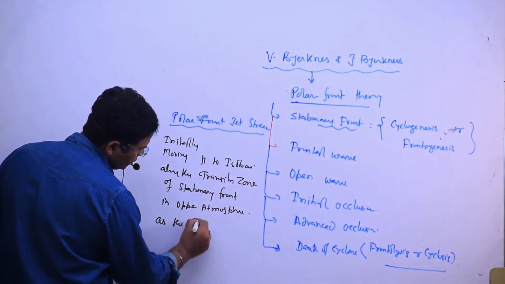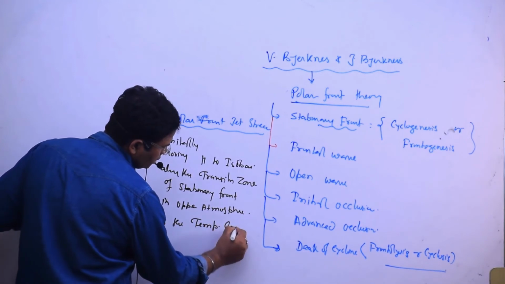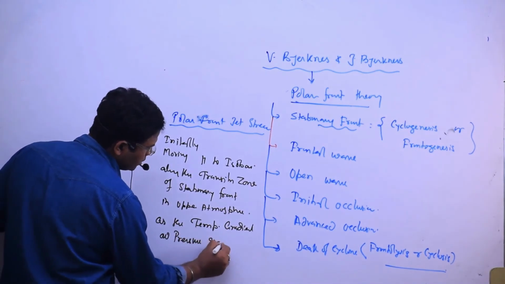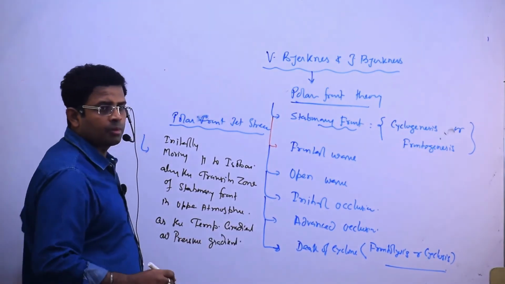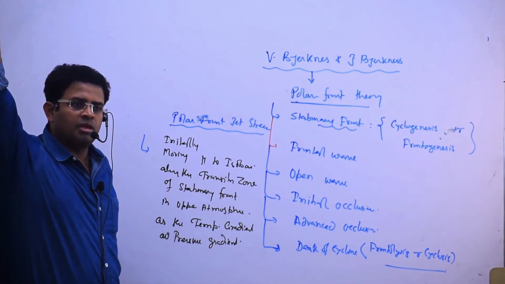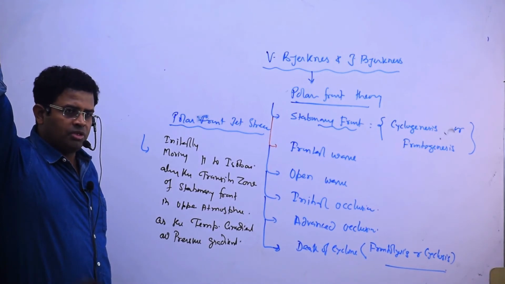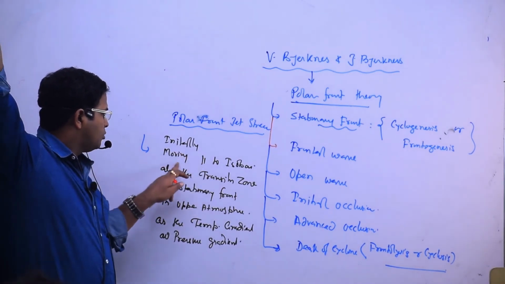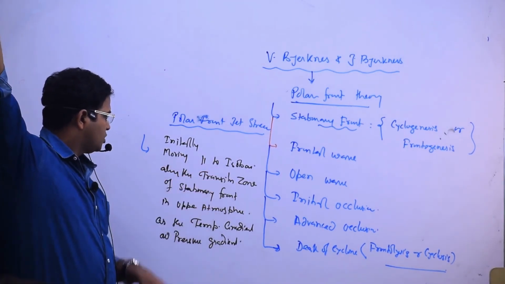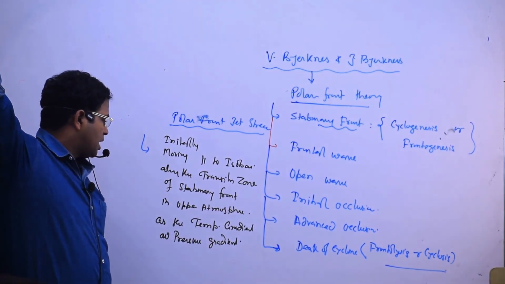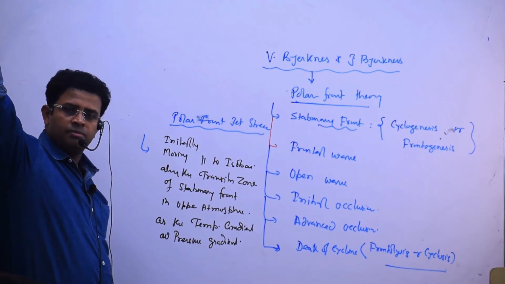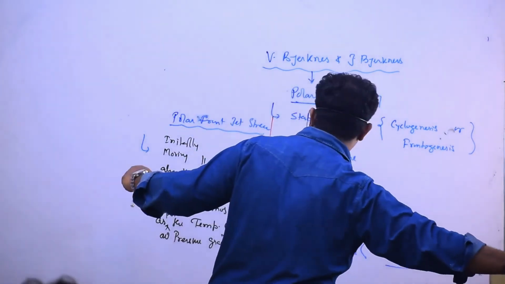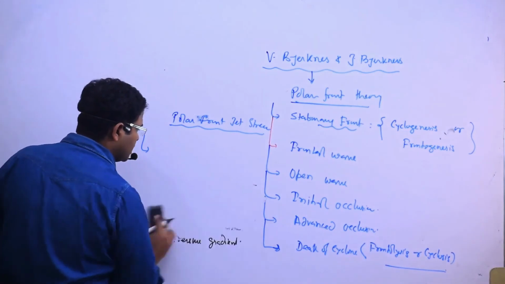As per the temperature gradient and pressure gradient. Which are the two changes there? Temperature changes are there, and which are the pressure changes? As per the initially moving parallel to the isobar along the transition zone of the stationary front in the upper atmosphere, as per the temperature gradient and pressure gradient. Understood? Second step, what happened?